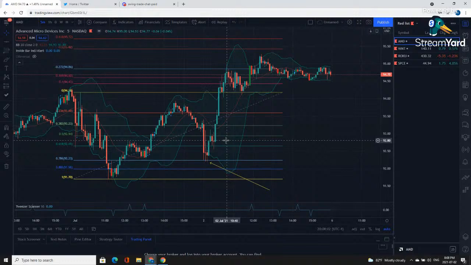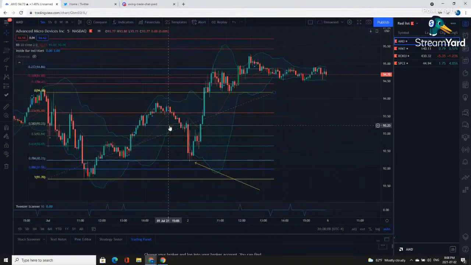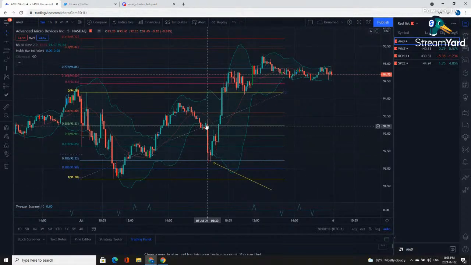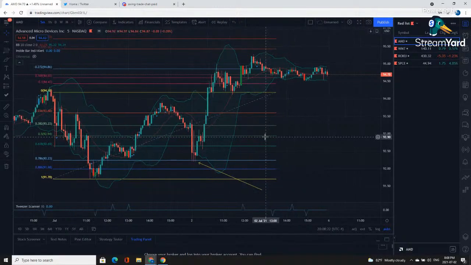How do you know which way to draw the fib? Meaning low to high, high to low. Basically what I do is I look at the open. If the open is coming down like this, then I want to draw low to high because I want to see where the support can be when we dip. If we're going up, then I want to draw the fib the other way and see where the resistance is, right?